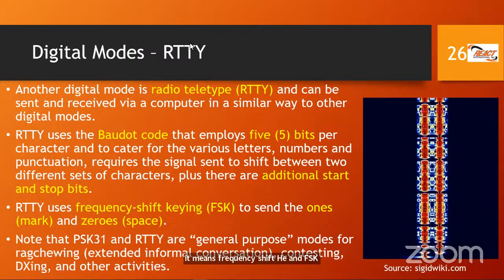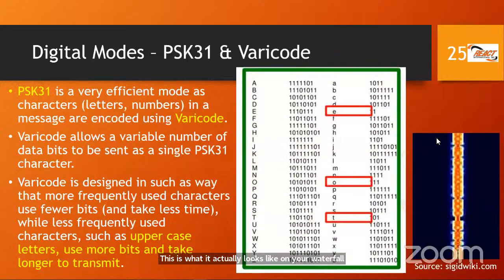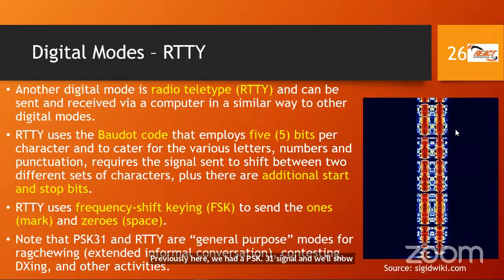And that FSK is used to send the two signal levels, which are the ones and the zeros, also known as marks and spaces, right? So RTTY uses FSK. And by the way, in the interest of time, we're kind of passing over it, but we'll come to the concept of a waterfall display in a little bit. This is what it actually looks like on the waterfall display, these various signals. So this is a RTTY signal. Previously here, we had a PSK31 signal, and we'll show you what an FT8 signal looks like.